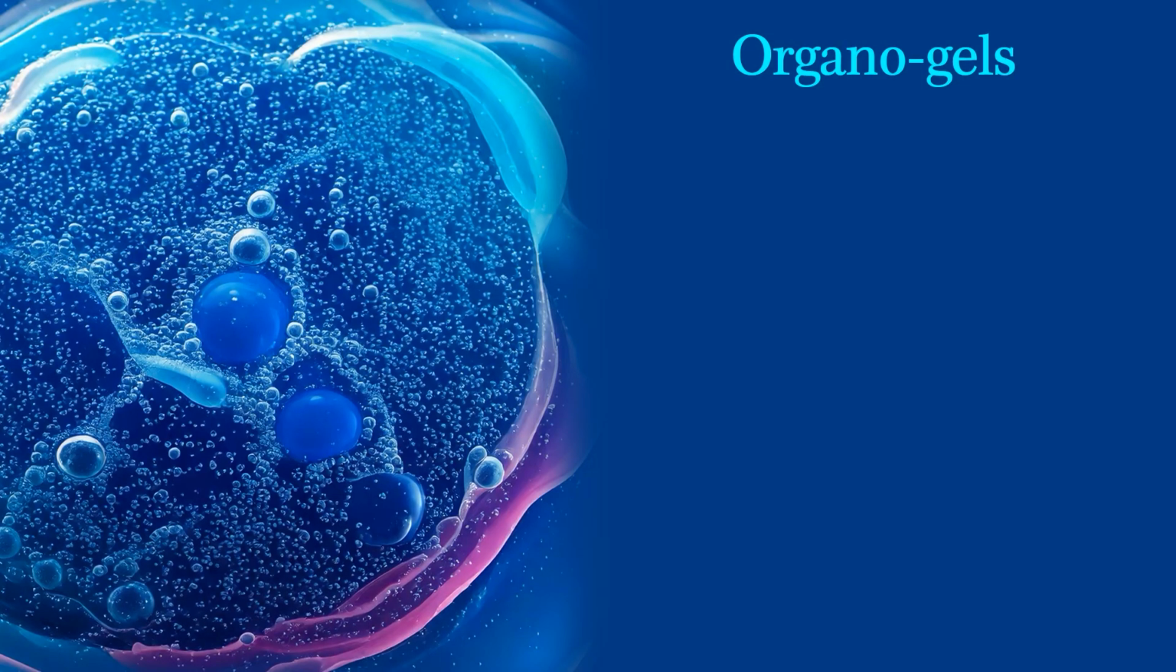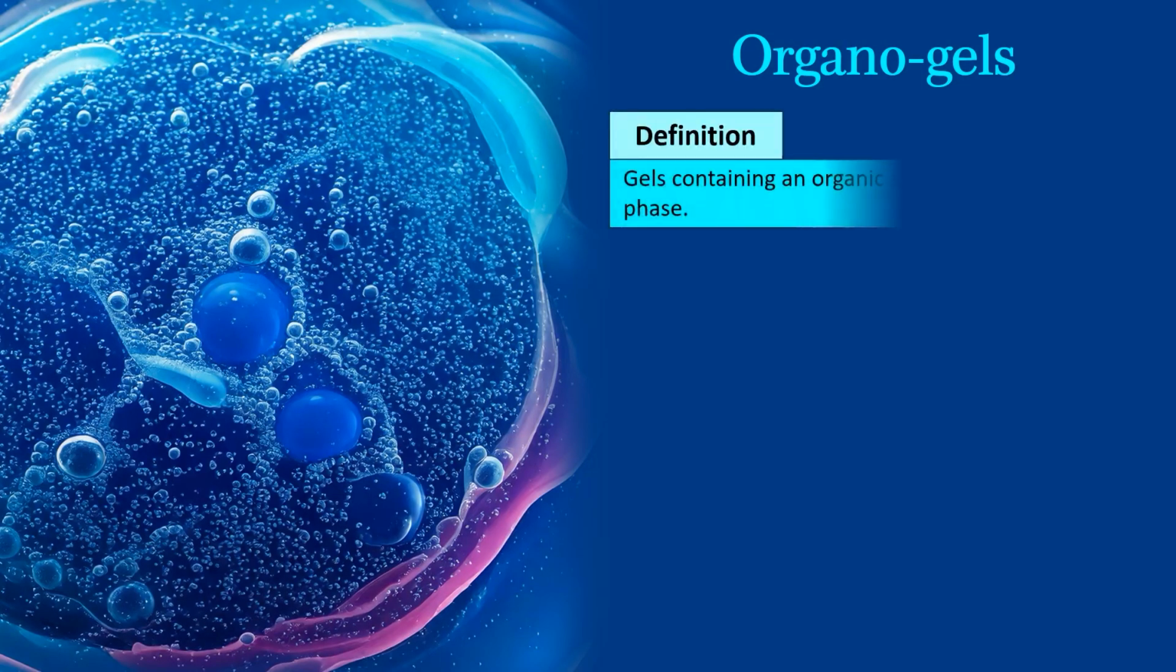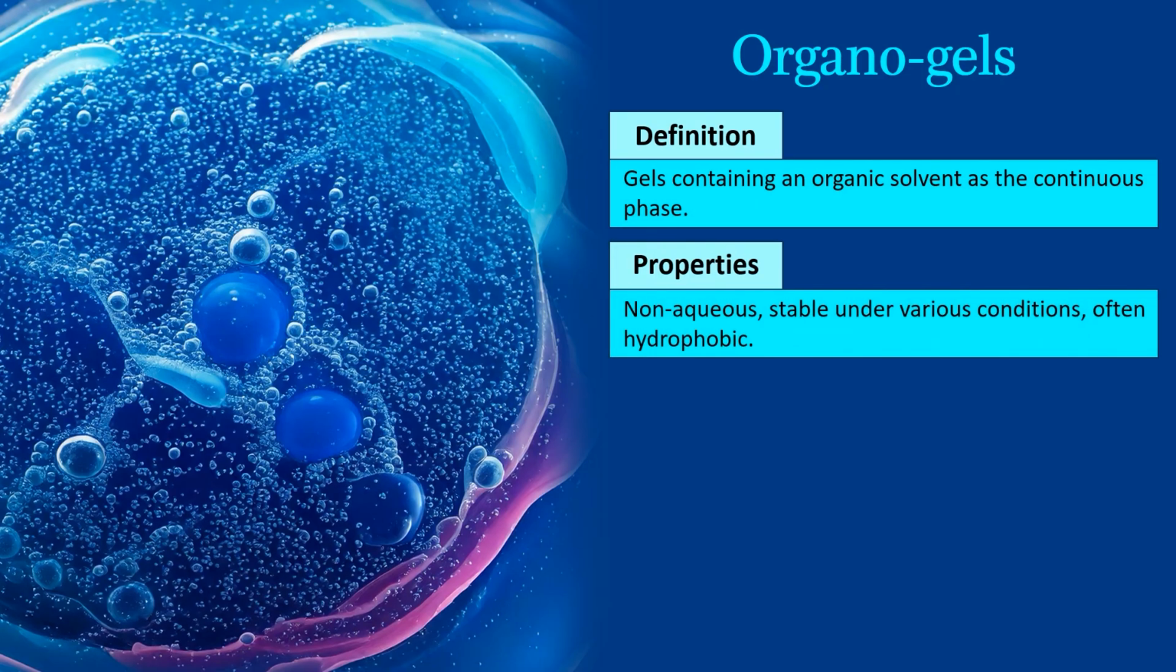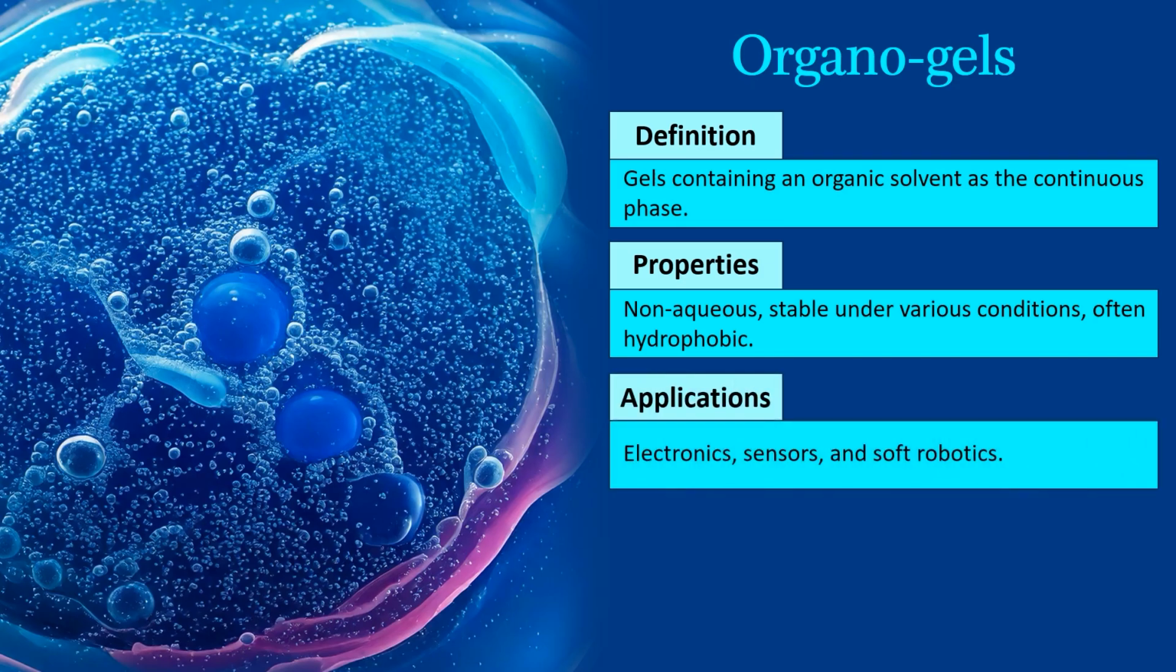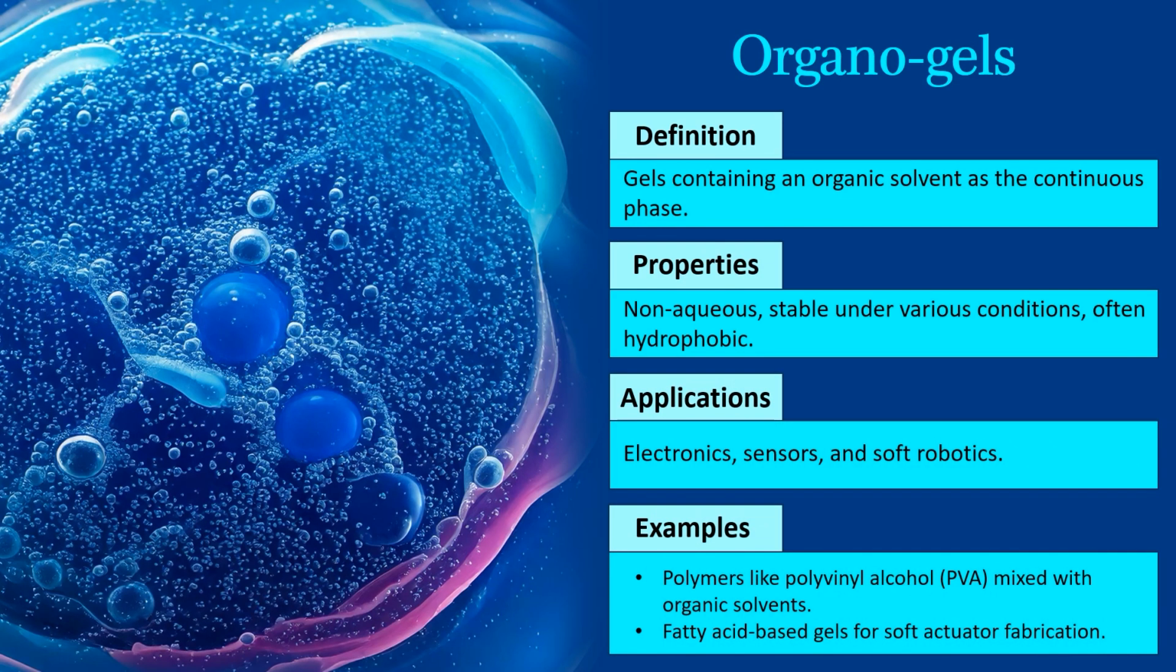Then we have organogels. This contains a solvent, which is an organic solvent. We can use a non-aqueous stable material. Of course, it must be stable under various conditions, and one common thing is it is hydrophobic, whereas in the previous case it was non-hydrophobic, so it is hydrophilic in that case. So its application is in electronics, sensors, and soft robotics. One of the common examples is the polyvinyl alcohol and fatty acid based gels that are being used.